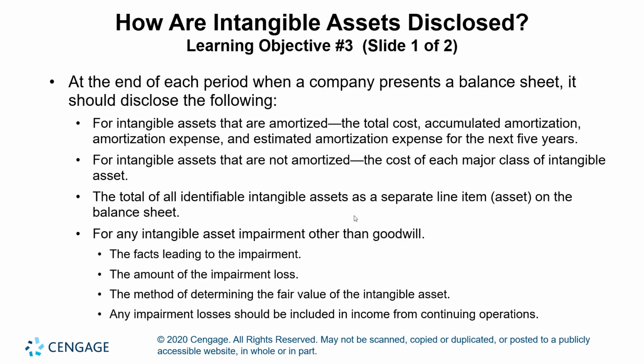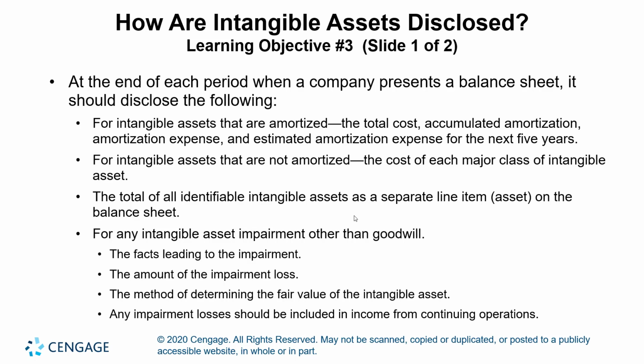How are these intangibles disclosed? At the end of the period, when a company presents a balance sheet, it should disclose the following: for intangible assets that are amortized, the total cost, accumulated amortization, amortization expense, and the estimated amortization expense over the next 5 years. For intangible assets that are not amortized, the cost of each major class of intangible asset, and the total of identifiable assets are separated by line item on the balance sheet.